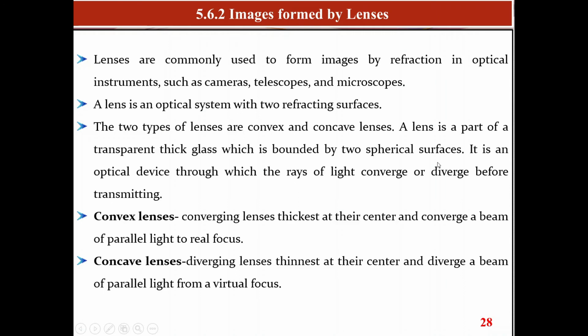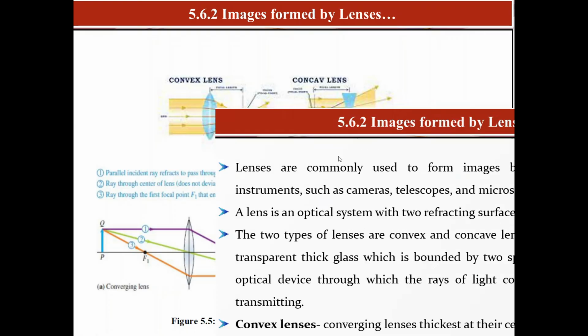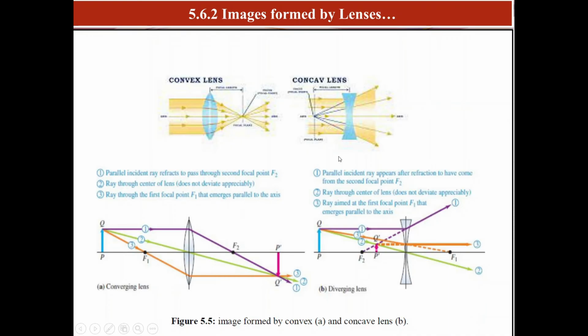A lens is a piece of transparent thick glass which is bounded by two spherical surfaces. It is an optical device through which rays of light converge or diverge. There are enormous applications of these lenses. So this one is a convex lens. The other one is a concave lens. And this is the image formed by the convex lens, and this is the image formed by the concave lens.